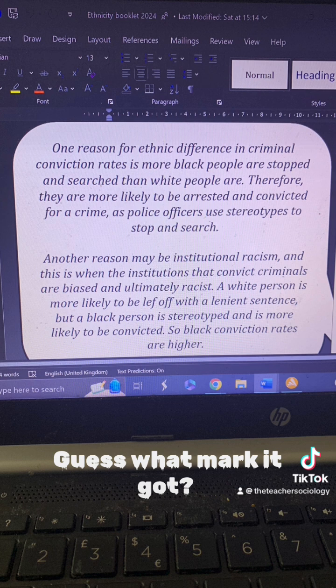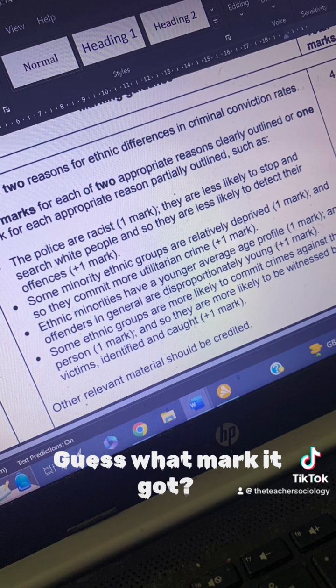They're more likely to be arrested and convicted as police officers use stereotypes. The second reason is institutional racism, where the institutions that convict criminals are biased and ultimately racist. A white person is more likely to be let off with a lenient sentence, while a black person is stereotyped. So you might want to pause it now, look back at the mark scheme. I'll show you. What mark do you think that student got?